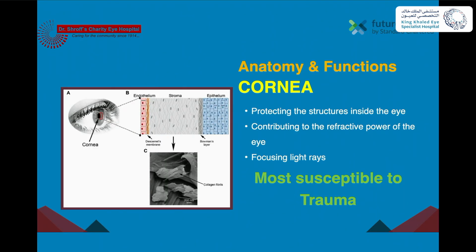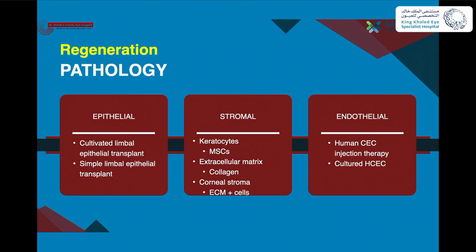So we understand that the cornea is composed of 3 layers: the endothelium, stroma, and epithelium. And this is the part which is exposed to the environment, so most susceptible to trauma, infection, injuries, and then anything happens to it, scarring. And scarring leads to blindness.